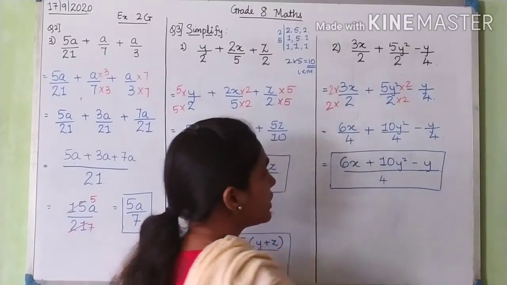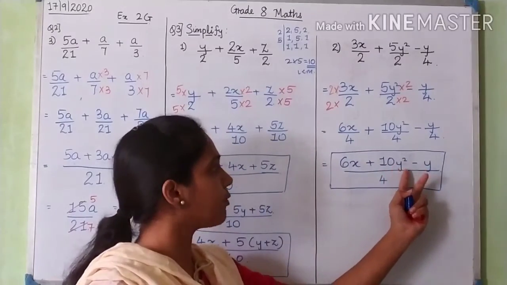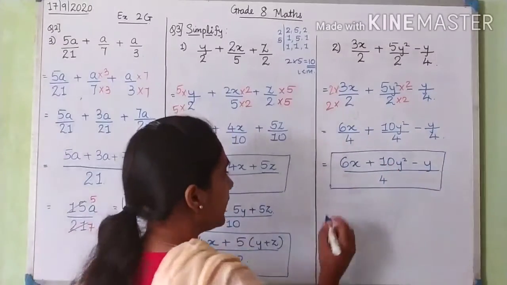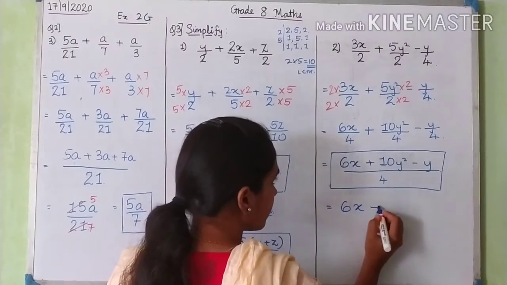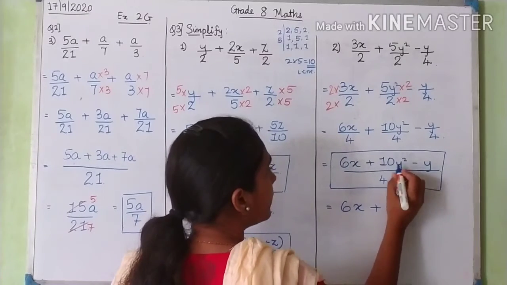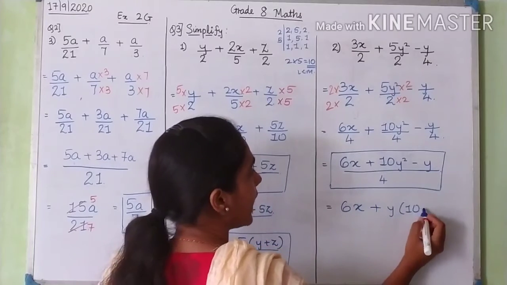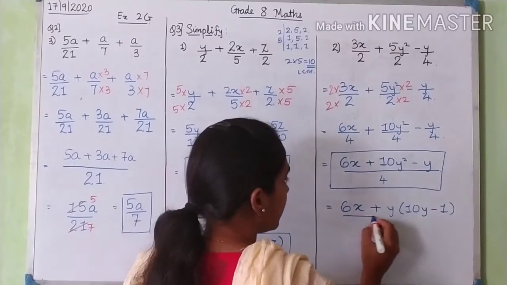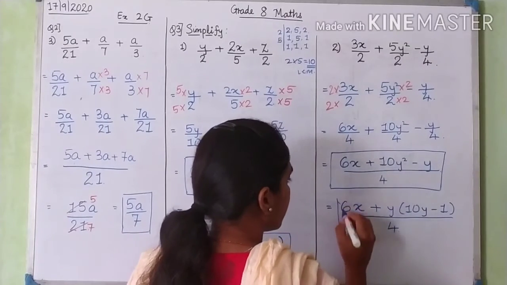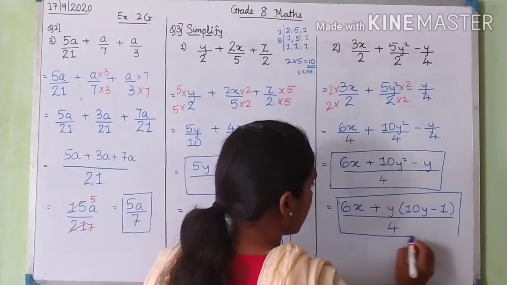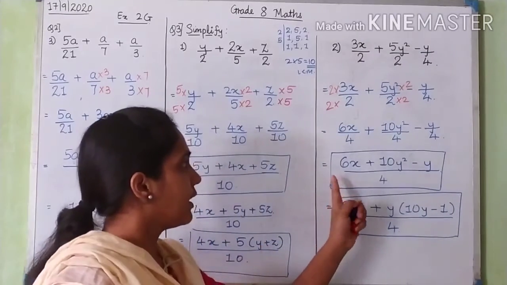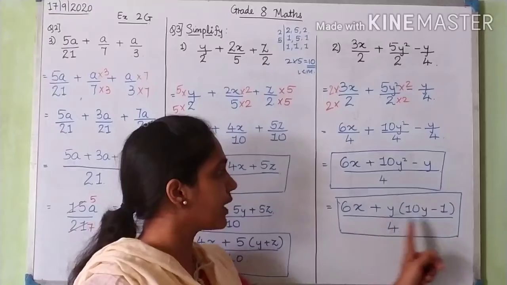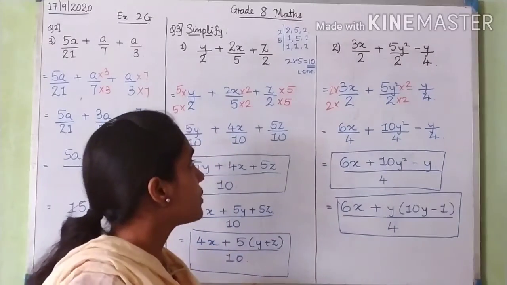But if you see the last two terms, y can be taken common from these two terms, right? So if I take y in common outside, then what will remain from this term? 10y, and from here minus 1 will be inside, divided by 4. So this also can be the answer. If you solve till here it is okay, or if you want to further simplify it, you can write it like this. Okay, so this was the second sum.